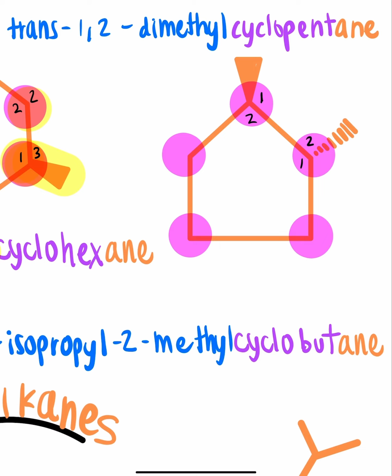Again, orientation: this is in trans orientation. If you see, you have 1 bold group and 1 dash group, so it's going to be trans. It's 1,2. It doesn't matter which one is 1 and which one is 2 because they're the same group. They're both methyl, so it's dimethyl, and then cyclopentane because it's a 5-carbon ring.